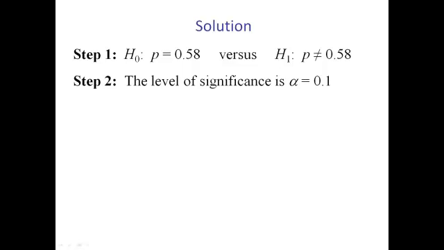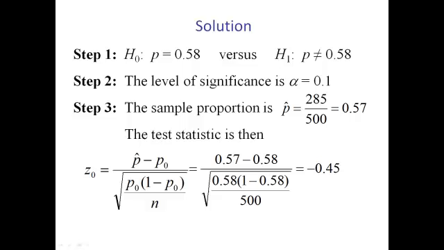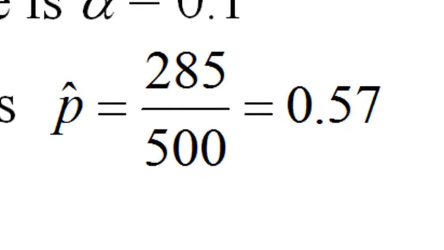So we're told that our significance level is 0.1. And now in step 3, we calculate our test statistic. Now first we need to calculate p hat. That's the sample proportion of females aged 15 and older who live alone. That's going to be p hat equals 285 divided by 500, which equals 0.57.